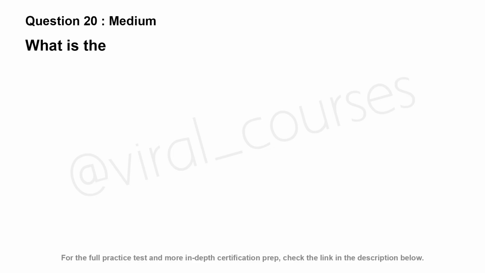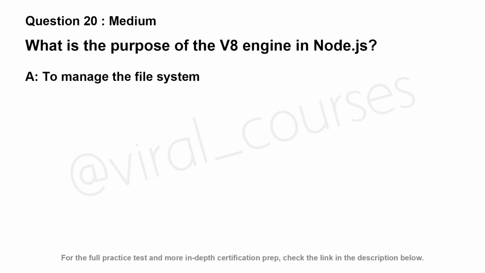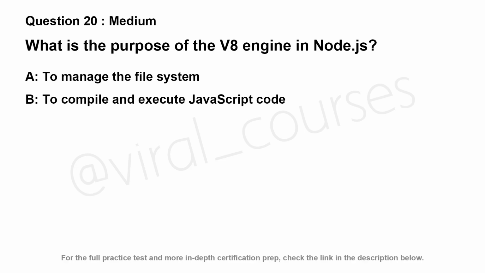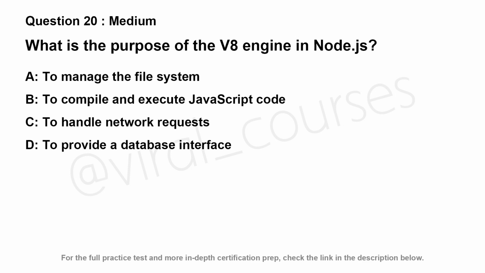What is the purpose of the V8 engine in Node.js? Option A. To manage the file system. Option B. To compile and execute JavaScript code. Option C. To handle network requests. Option D. To provide a database interface.